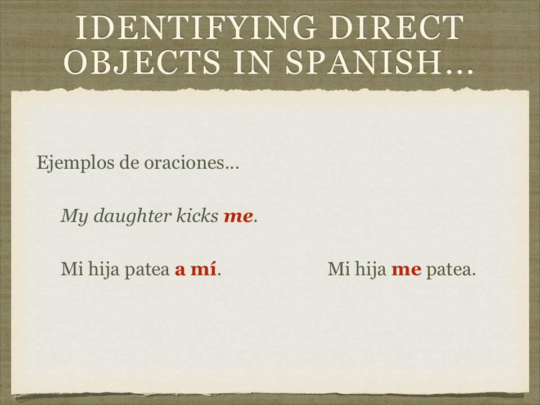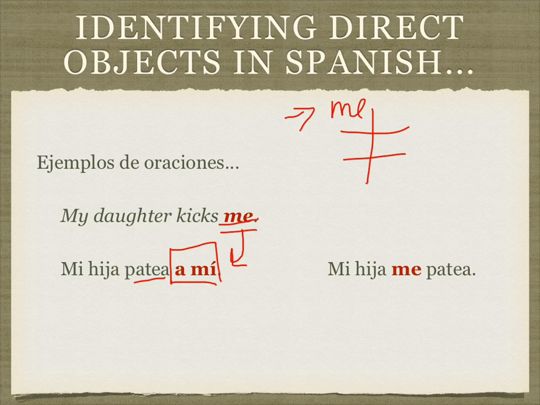Because we're going to look at placement. Typically what we find is, for example, in the first one we have my daughter kicks me. Me is the direct object. It's what's being kicked. Now when we translate over into Spanish, we have mi hija patea a mí, all right? But we're going to replace that with one of those pronouns. Because it's the yo form in the first person, we're going to use me. Now, here it is with the direct object pronoun.